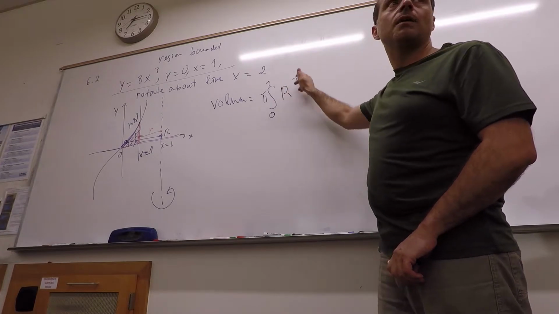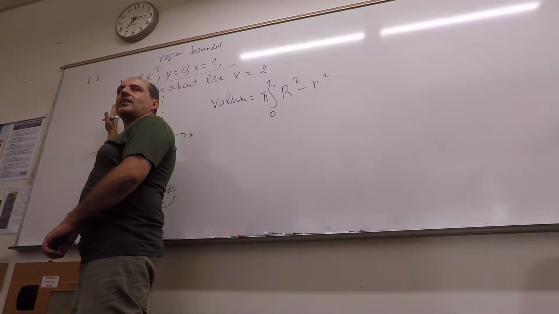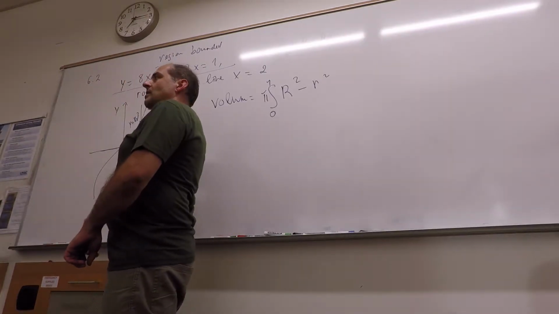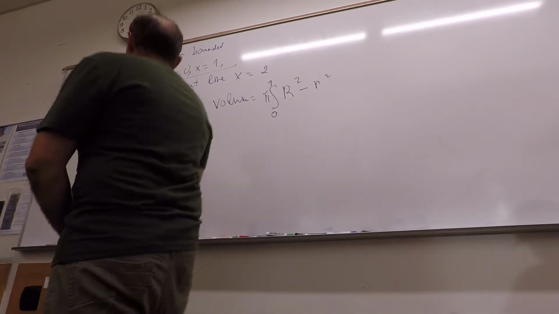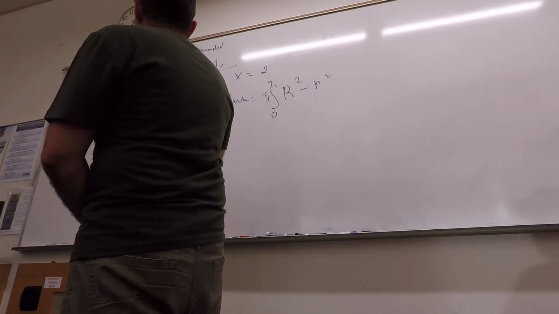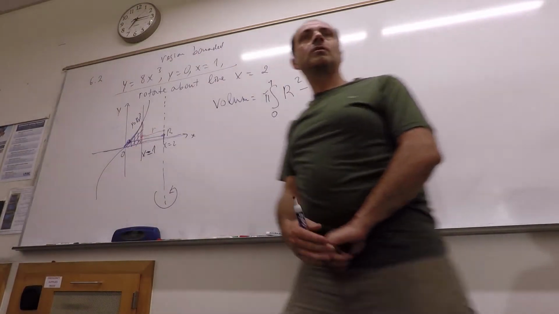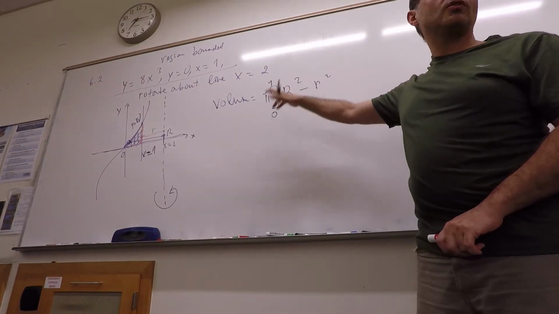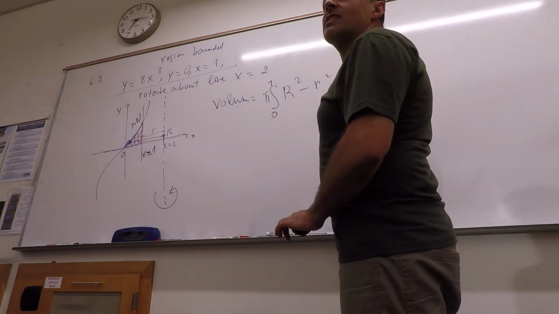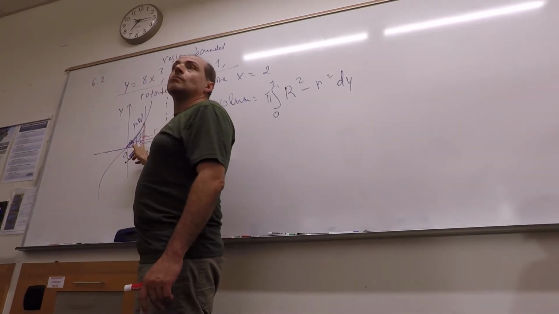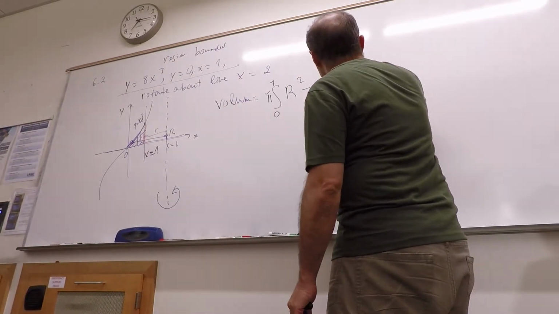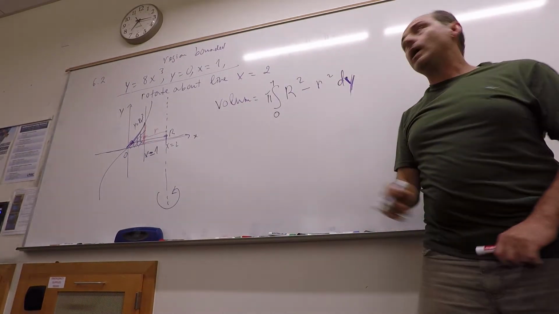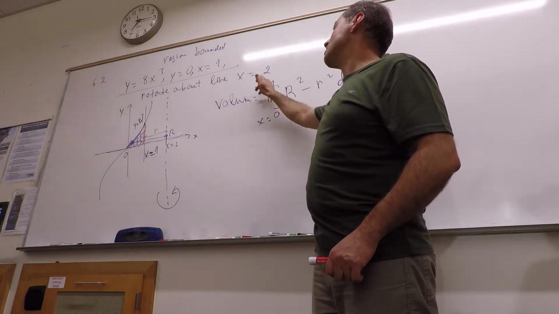Big R squared minus small r squared. So your limits are not from 0 to 1. Well, what is the top? Yeah, this is wrong. First, it's dy, right? Those guys are x's. I want no x, I want y. And this is an x, that's wrong.